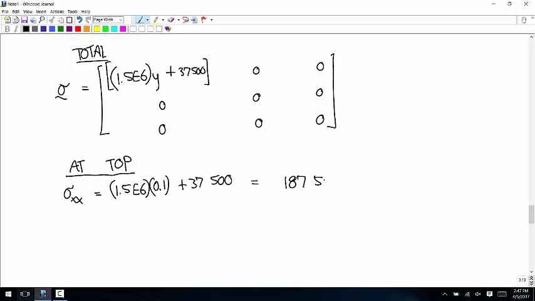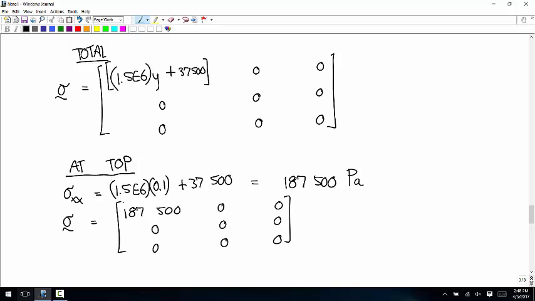So why is it from the origin to the point you're looking at? Yeah. So the stress tensor there is 187,500. Zeros everywhere else. Can anyone calculate the principal stresses in their head for this? Very good. Can anyone calculate the maximum shear stress in their head for this? That divided by two, yes.